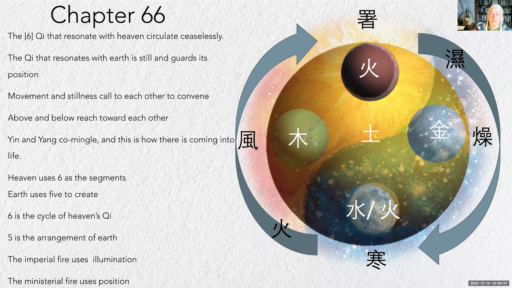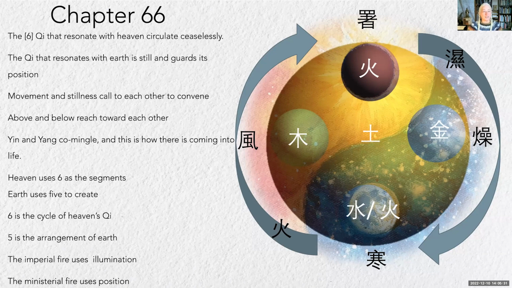Okay, the six chi that resonate with heaven circulate ceaselessly. The chi that resonates with earth is still and guards its position. The movement and stillness call to each other to convene. Above and below reach toward each other. So the stillness is us, relative to this circulating movement of all of the heavenly objects. We're sitting here on earth, basically holding still.